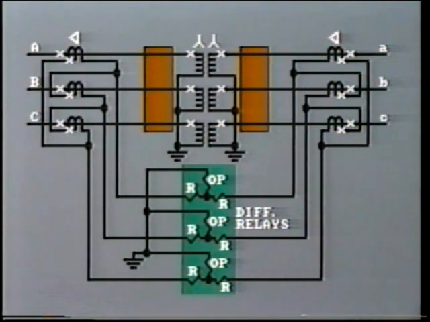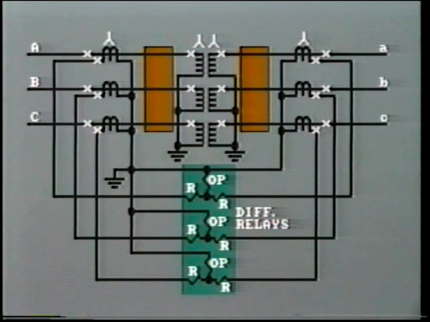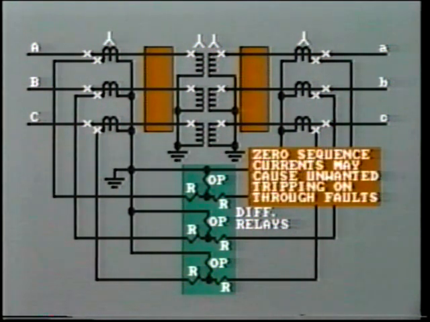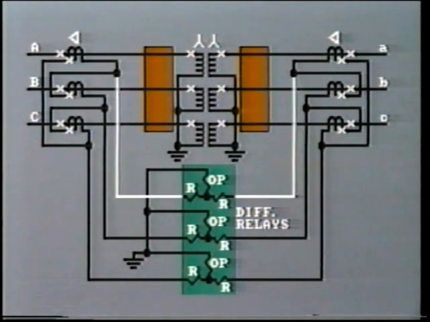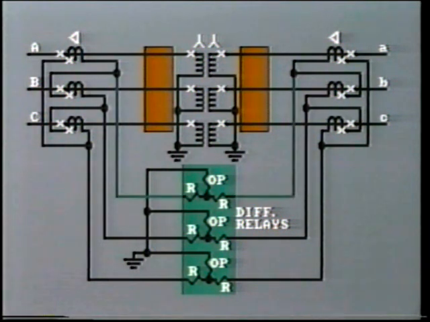Where the transformer is connected grounded Y on the primary and grounded Y on the secondary, the CTs are delta connected on both sides. Why is this? Well, with Y CT connections, zero sequence currents may flow in the relay, causing unwanted tripping on through faults. Delta CT connections are safer as they eliminate zero sequence currents from the relay. Where the transformer is Y connected, the CTs should always be connected in delta. Care must be taken in connecting the secondaries so that each phase differential relay receives corresponding input from both sides of the transformer.